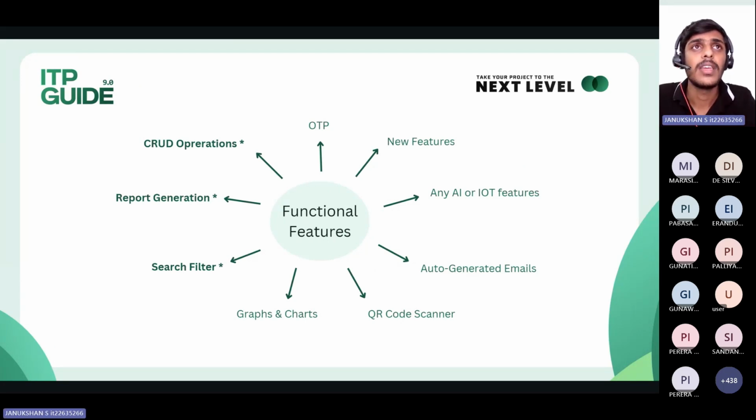So here, there are certain essential functions such as CRUD operations, create, read, update, and delete, and search, filter, and report generation. Other than these essential features, there are some other features such as QR code scanner, graphs and charts, auto-generated emails, one-time password, and these are not just special features, because now there are more AI and IoT features which you can add to your components.